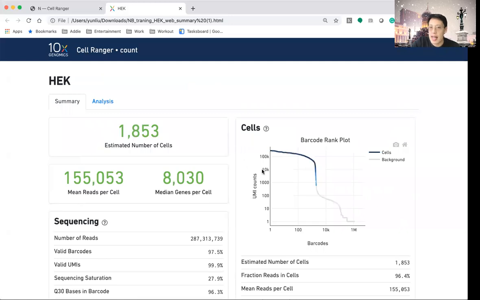This is something that I really look at when I see the data, trying to assess the data quality. In a short sentence, I'm looking for this shape. This is called a knee plot.